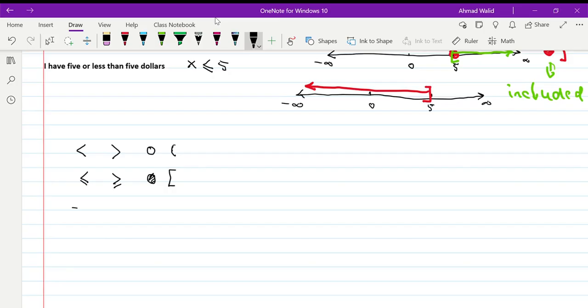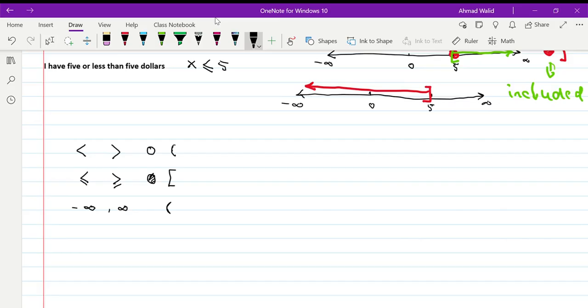For negative infinity and infinity, we use always parentheses. Why? Because we cannot include infinity in our answer. Infinity is not a number. Infinity is just a symbol. We don't know the value of infinity. That's why we always use parentheses for infinity. Correct? Let's do some more examples.